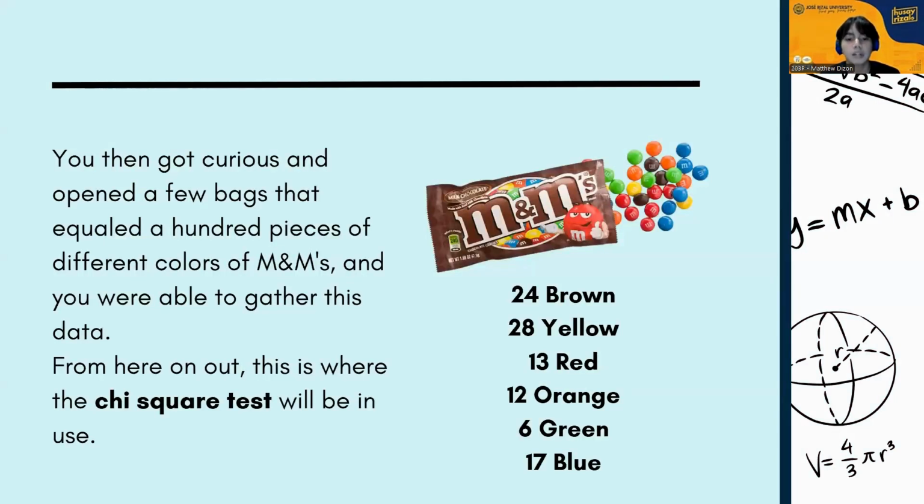This somehow got you intrigued and went on to try to test whether this statement is right or wrong. You then opened a few bags that equal to 100 pieces of different colors of M&Ms, and you were able to gather this data. 24 brown, 28 yellow, 13 red, 12 orange, 6 green, and 17 blue. So from here on out, this is where the chi-square test will be in use.